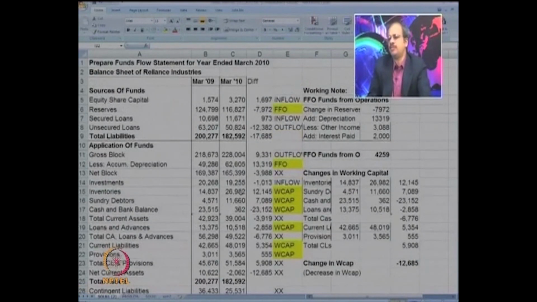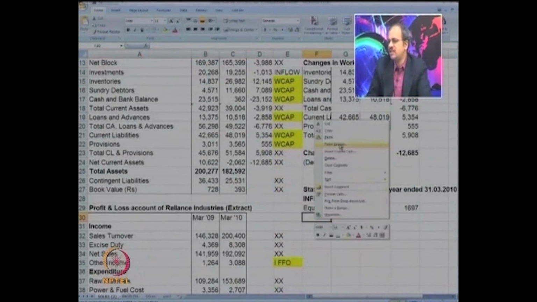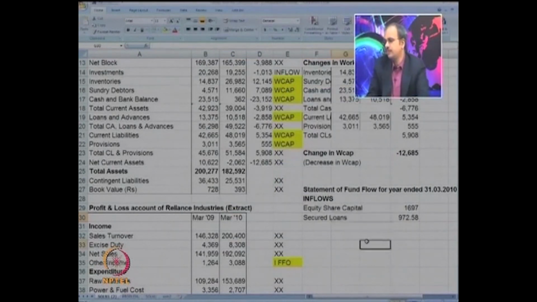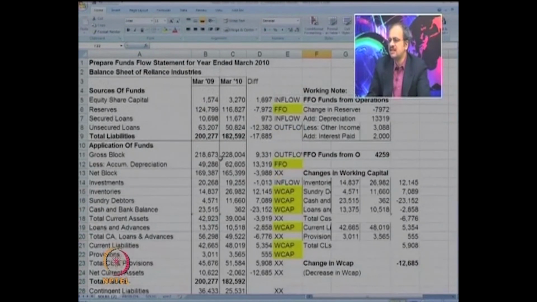Now the next item, take a look at again the main sheet. You will realize that the secured loans have gone up. So that is an inflow to us. So we will record secured loans. So it is 972. Next is, so we have considered two inflows so far. This outflow we will take later.